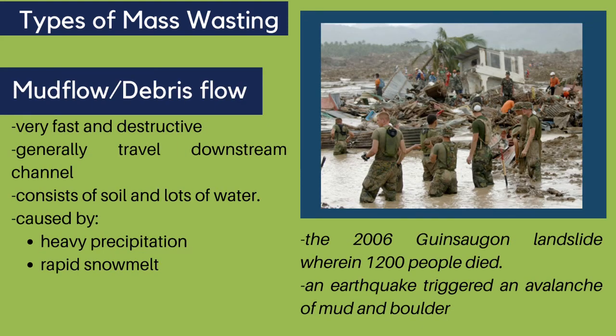Lastly, we have mudflow, a very fast and destructive landslide that consists mostly of soil and a lot of water. Mudflow is usually caused by heavy precipitation and rapid snowmelt. But before I discuss the given landslide example, let us first tackle the difference between mudflow, earthflow, and debris flow.